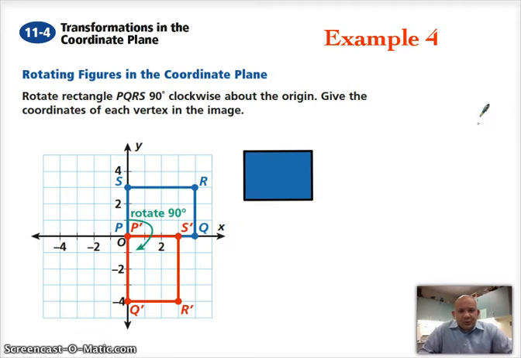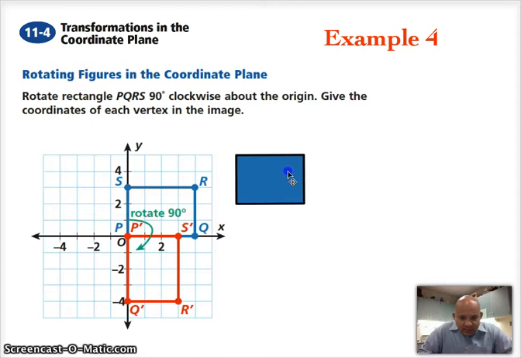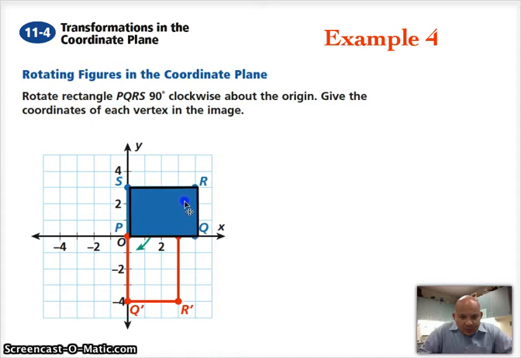I do want you to go ahead and draw this out, though. It's the rotation. This is the third type of transformation that we can make. Here it asks us to rotate rectangle PQRS 90 degrees clockwise about the origin. Give the coordinates of each vertex in the image. So I'm going to go ahead and take this rectangle and superimpose it upon rectangle PQRS. So you can see what we're doing.